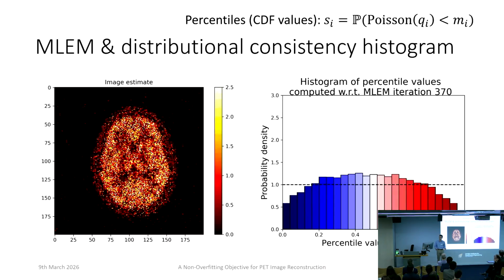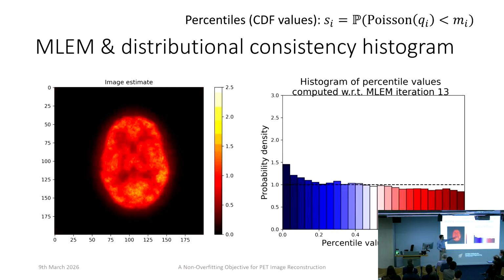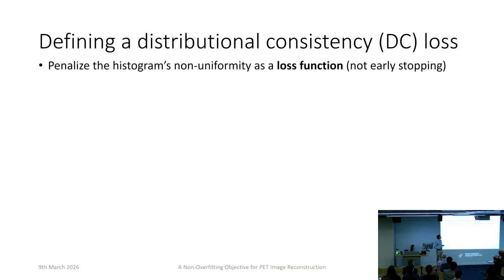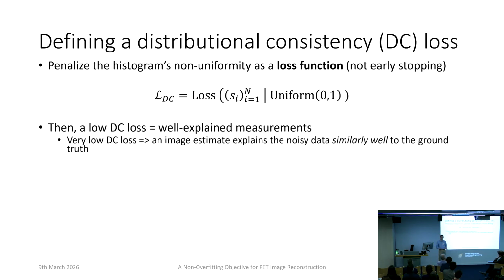So how can we use these observations and build a loss that is not only going to get us to uniformity, but is going to keep us there on the histogram? So the obvious thing to do is to penalize the histogram's non-uniformity directly, and then that can be our loss function. And so we'll have a loss where we're calculating these percentile values across the sinogram, and we're comparing that with a theoretical uniform distribution. Then, if we have a low DC loss, then our measurements have been well explained by the image estimate and the forward model.